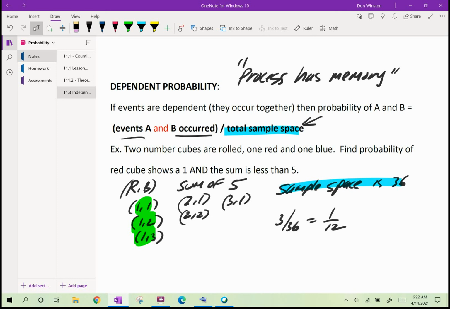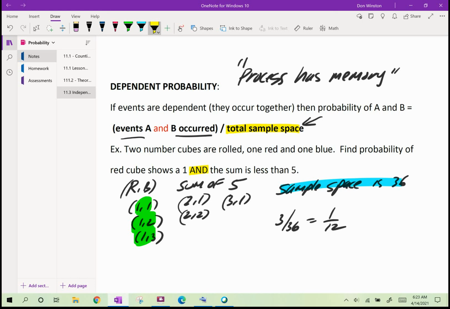The key word here is "and." Anytime you see that "and," you know we're talking about the total sample space. So let's look at this one. Find the probability that the red cube shows 1 and the sum is less than 5. Well, we have to list all the ways in which the sum is less than 5.